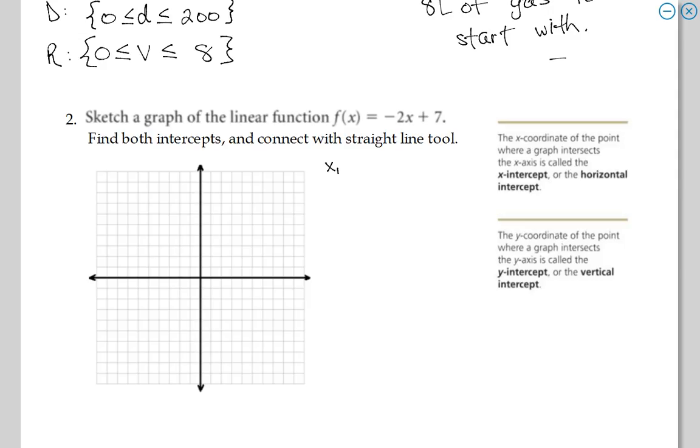So the x-intercept. Which value is 0 for the x-intercept? Where does the x-intercept live? It lives on which axis? The x-axis. So what's 0 on the x-axis? Which value? The x or the y? Yeah, the y. So for the x-intercept, set y equal to 0.